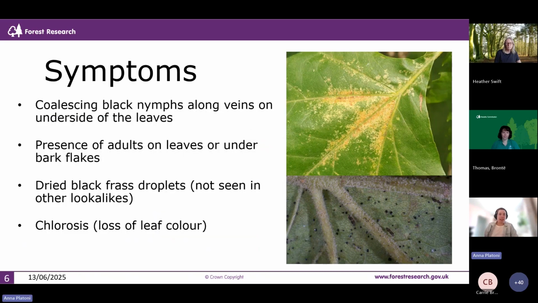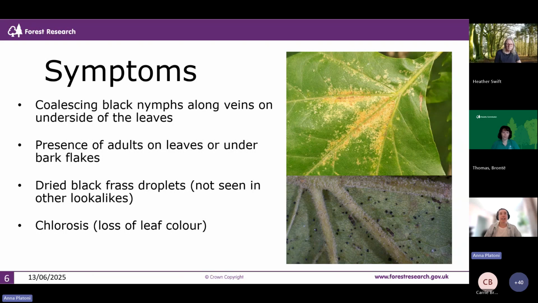So, the symptoms of this pest. These include, as we've already seen, the black nymphs and the adults on the underside of the leaves, particularly along the veins of the leaves at first, and then sometimes spreading out. Then the adults on the underside of the leaves again, but also, as we mentioned, sheltering under those bark flakes. Quite an important diagnostic feature of this pest is that the nymphs produce black frass droplets, which stick onto the underside of the leaves.